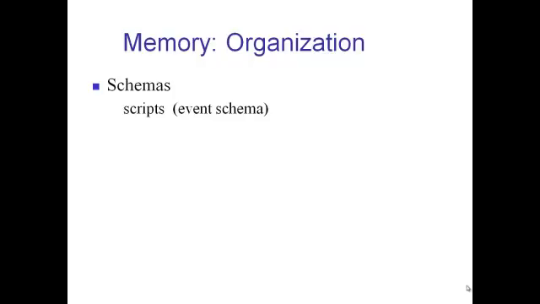A script is a specific type of schema. A script is a sequence of events. It's an event schema. So it's not just the building of the restaurant, not just a category describing buildings where they prepare and serve food. It is more than just that. A script is the sequence of events.